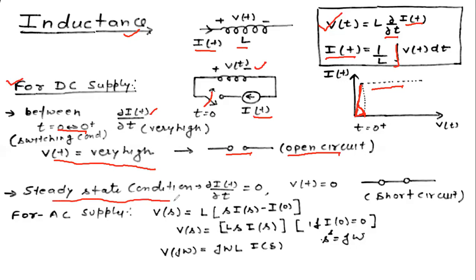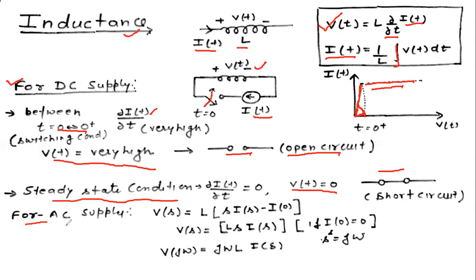In the steady state condition, the change in current becomes 0, so di/dt is 0. So the voltage across the inductor is 0, and voltage 0 means short circuit. So in steady state, the inductor works as a short circuit. Very important. In the switching condition, the inductor works as an open circuit, while in steady state condition, the inductor works as a short circuit.